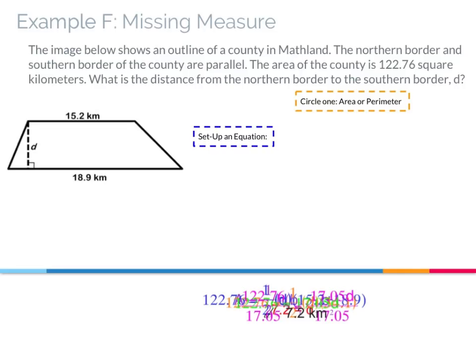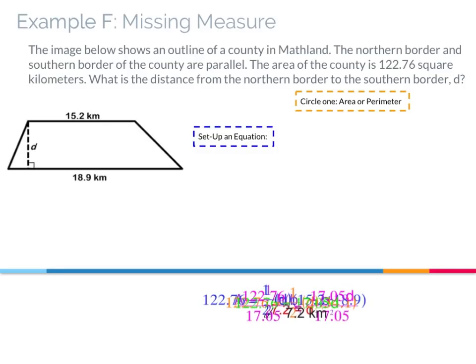For example F, the image below shows an outline of a county in Mathland. The northern border and the southern border of the county are parallel. The area of the county is 122.76 square kilometers. What is the distance from the northern border to the southern border, D?